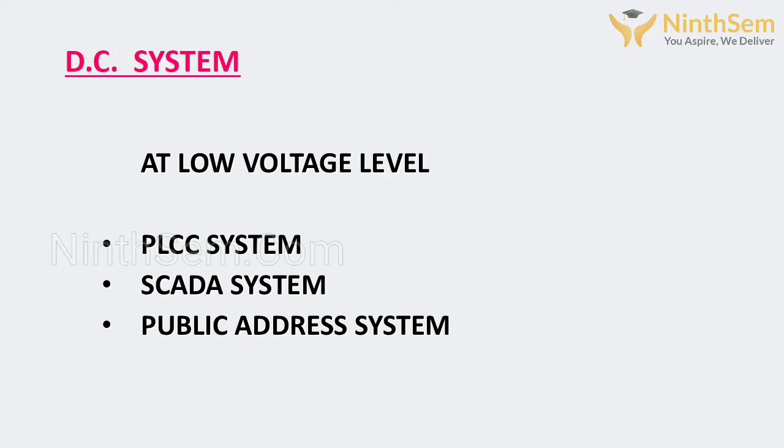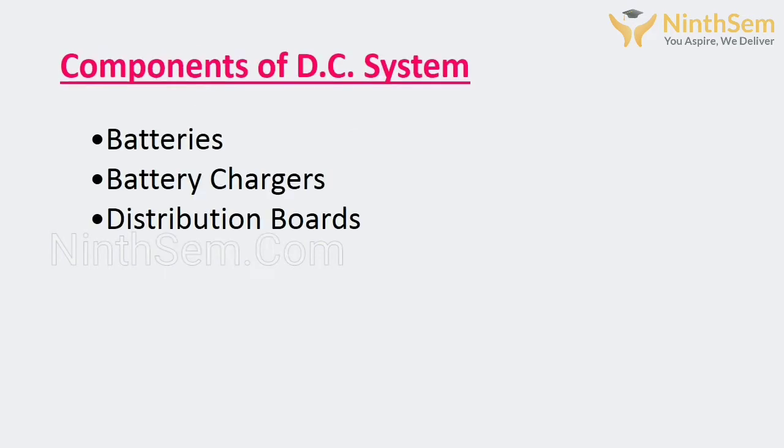Low voltage level of DC system, PLC system, SCADA system, public address system. Components of DC system: batteries, battery chargers and distribution board.